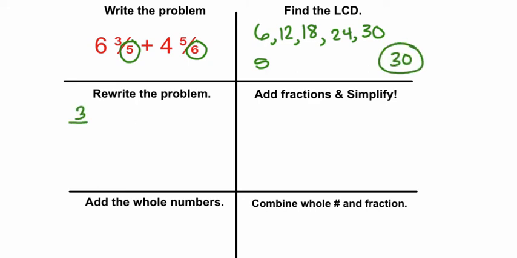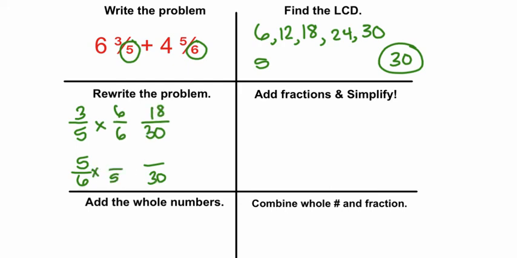Let's write out our original fractions. We want to get them to that 30. Set that up. 5 times 6 is 30. So our new fraction here is 18/30. 6 times 5 is 30. So our new fraction here is 25/30. Let's move those over and add them.